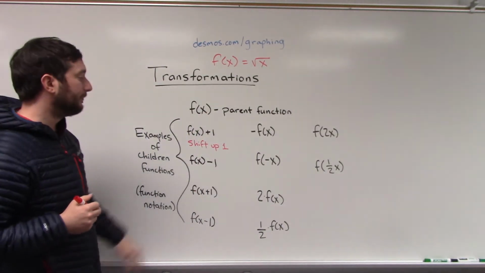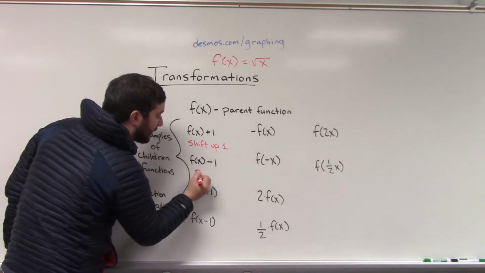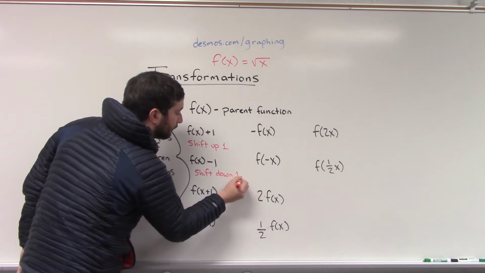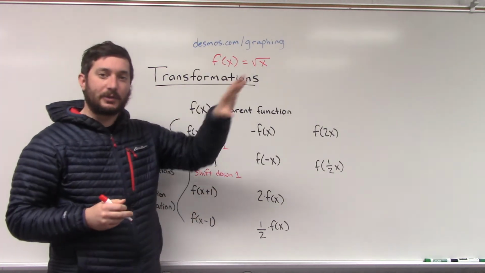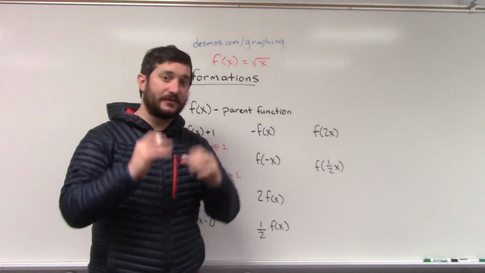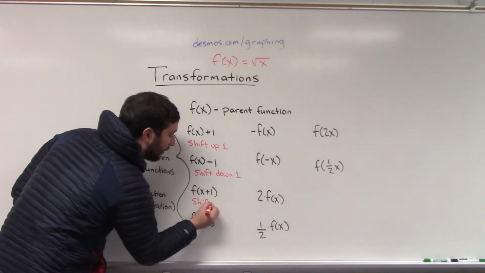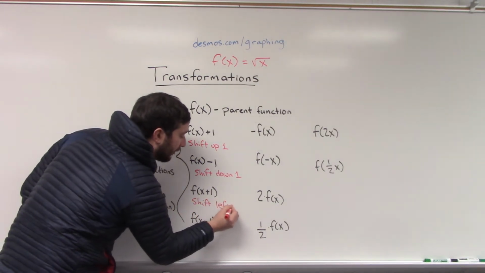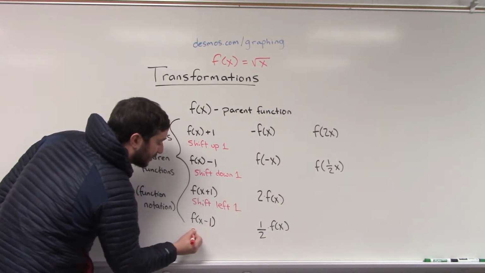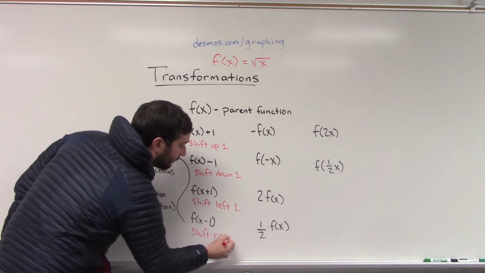Another one that we'll see is subtracting off to the side. This will be when we shift down by 1. It'll take the graph that you start with and move it down by 1. If we add on the inside of parentheses next to x, that's going to move or shift our graph left by 1 unit, versus if we subtract next to x, that's actually going to shift our graph towards the right side of the page by 1 unit.